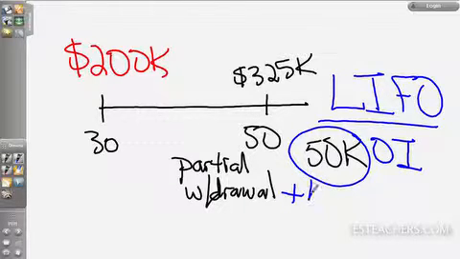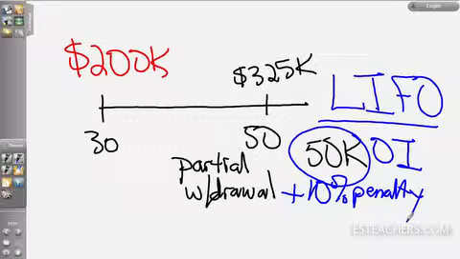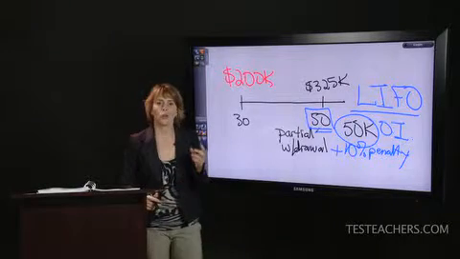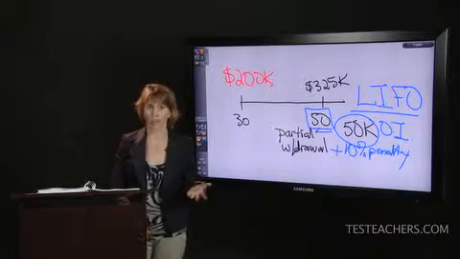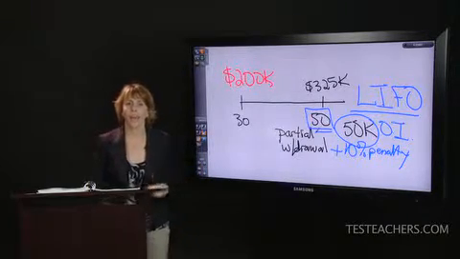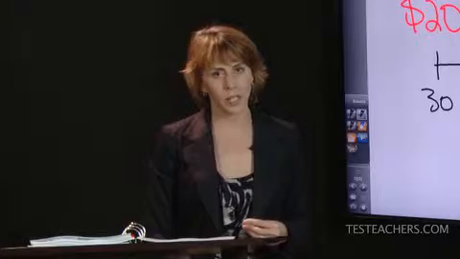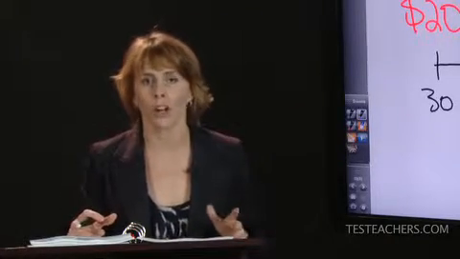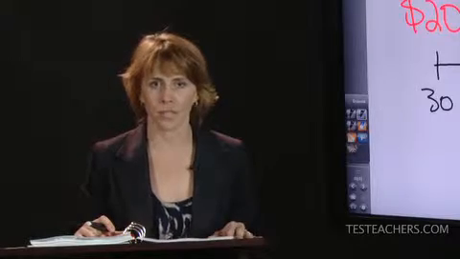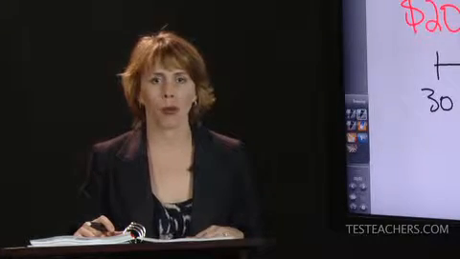Plus, I have a 10% early withdrawal penalty because this is a retirement product and I'm under age 59 and a half. So if you take a partial withdrawal, or a full withdrawal for that matter, under age 59 and a half, your earnings, not only are they taxable at ordinary income rates, but you also have a 10% early withdrawal penalty because it is a retirement product.